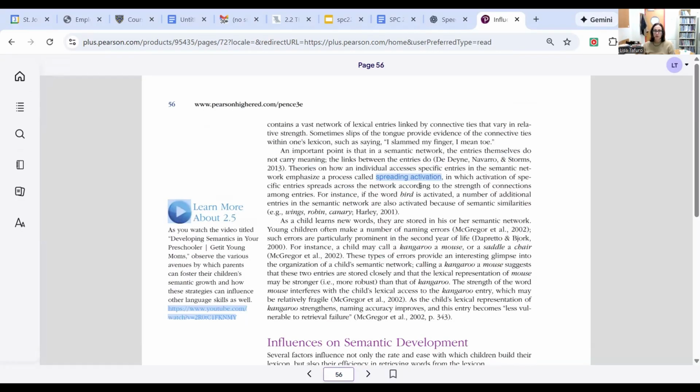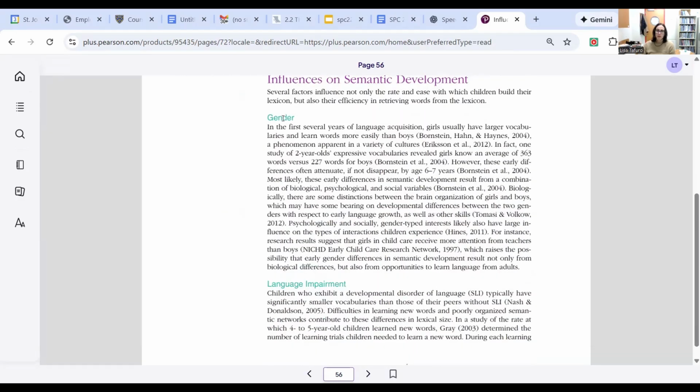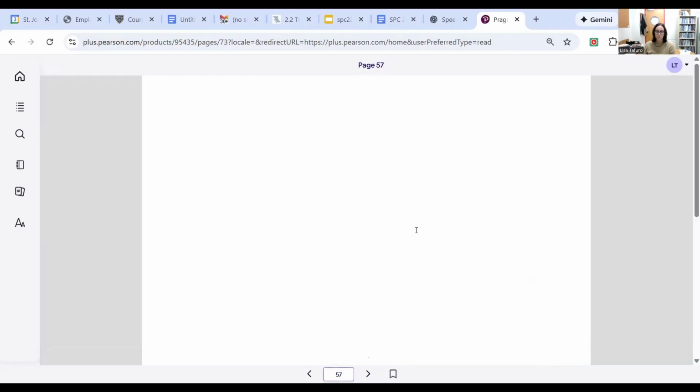Okay. You can read about the idea of spreading activation. That's something that we talk more in depth about in 225, or psycholinguistics, psychology of language. Believe it or not, the words that we have access to, that we understand, that we use, that we're exposed to, in essence, is an element or a reflection of gender, right? You can read through this very interesting section there as well.